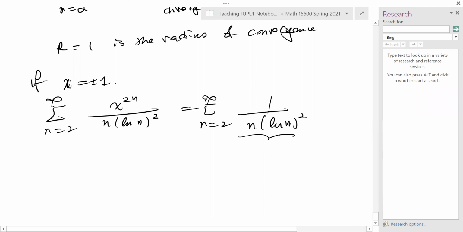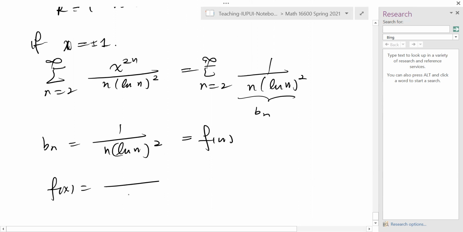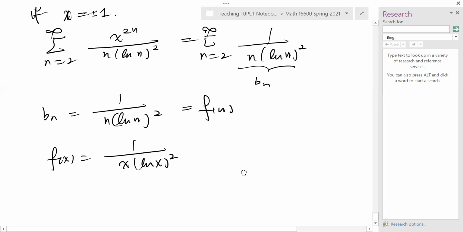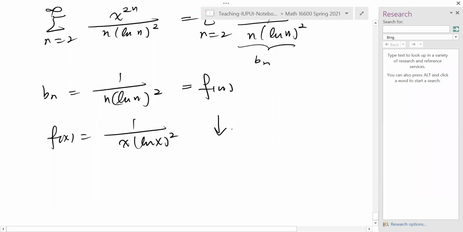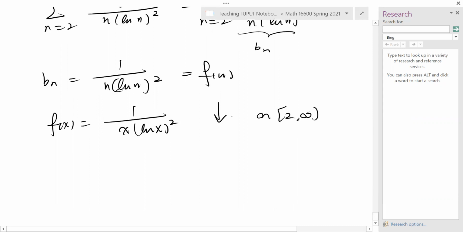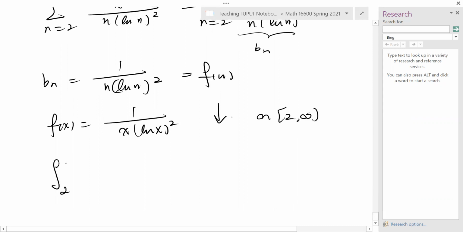So for this one, let's call it Bn. Bn equals 1 over n natural log n squared. So that is going to be f of n, and my f of x equals 1 over x natural log x squared. It's a decreasing, positive function on the interval from 2 to infinity. So here I'm going to use the integral test.